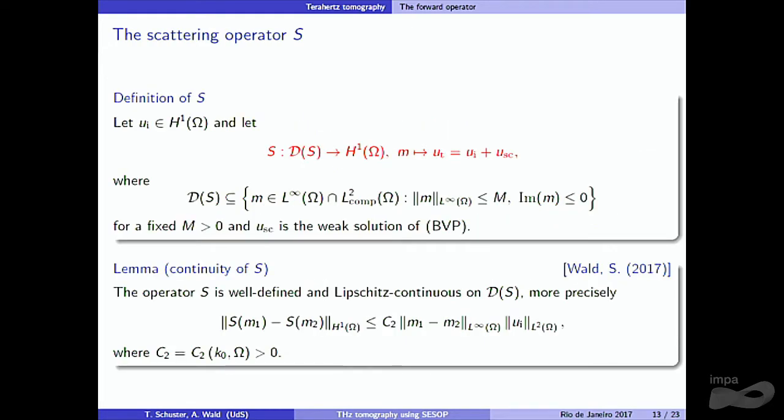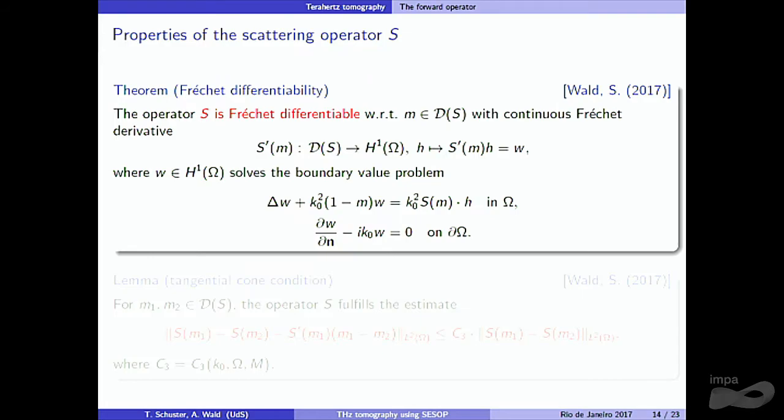Then we can prove first that this scattering operator is well-defined, and it's Lipschitz continuous, which is stated by this inequality, where this constant depends on the wave number k0 and some properties of the domain, but not on m1 or m2. S is even Fréchet differentiable. If you consider the SESOP algorithm, you need the Fréchet derivative and its adjoint. So we have to compute the Fréchet derivative next.